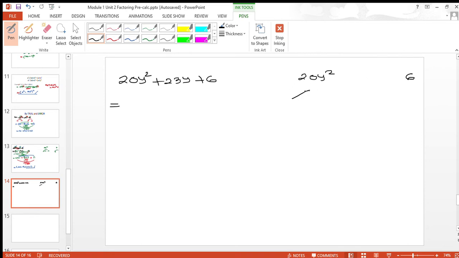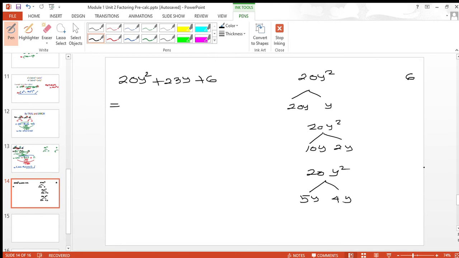For 20y squared, of course, we can have 20 and 1. These are our choices, 20y times y. What else? We can also have 10 and 2 for 20. Or what else? We can also have, so we're just exhausting all the possible factors, 5y and 4y. On the other hand, for 6, we can have, if you like, 6 and 1.